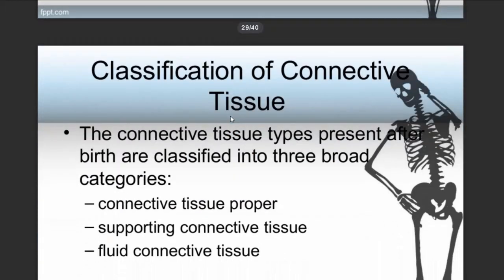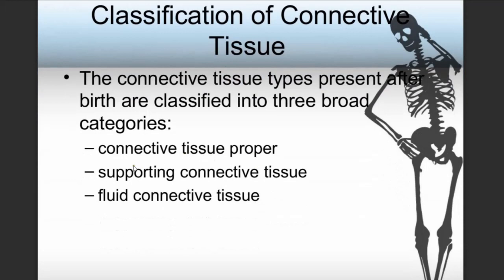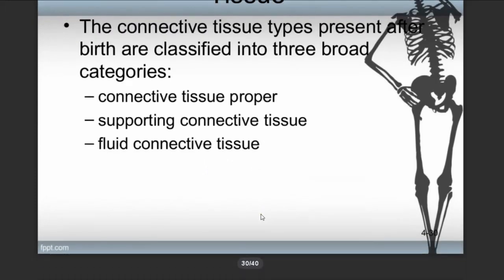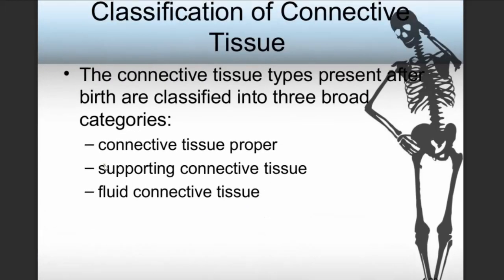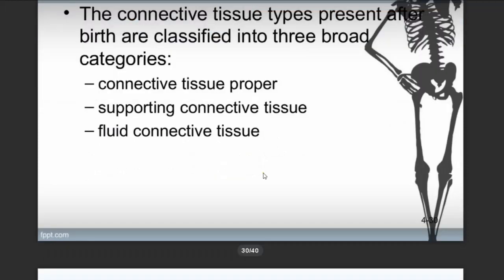Classification of the connective tissue. The connective tissue present after birth is classified into three broad categories: connective tissue proper, supporting connective tissue, and fluid connective tissue. If I want to give an example of connective tissue proper, then cartilage and bones are the example of this one. In fluid connective tissue, blood is the example. Supporting connective tissue, just like layers.